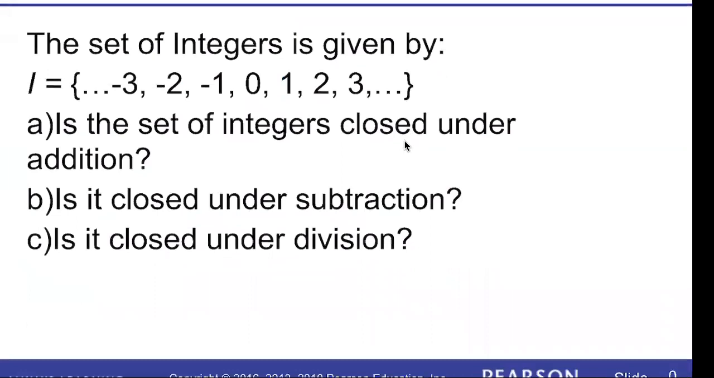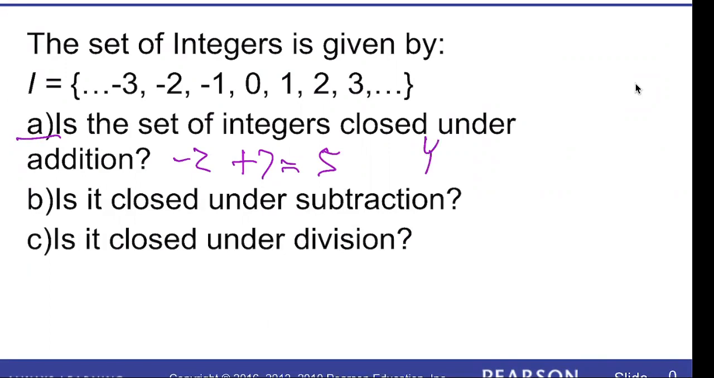First, let's review the idea of closure that we had from last section. Here's the set of integers, which we'll get to in chapter 5, but we can introduce it now. Is the set of integers closed under addition? Well, if you take any 2 integers, you get a unique integer back, so yes.